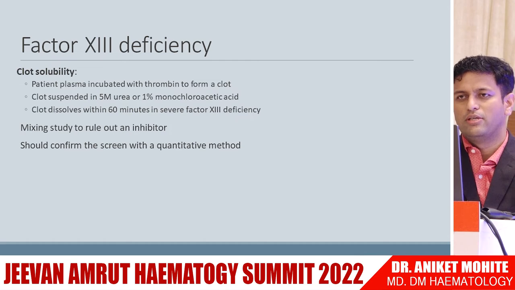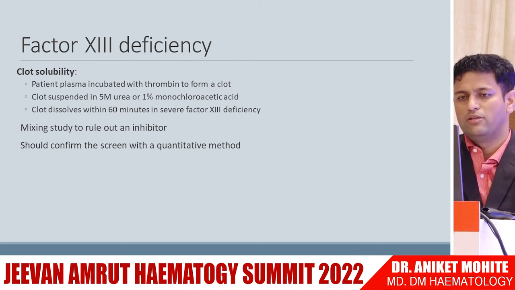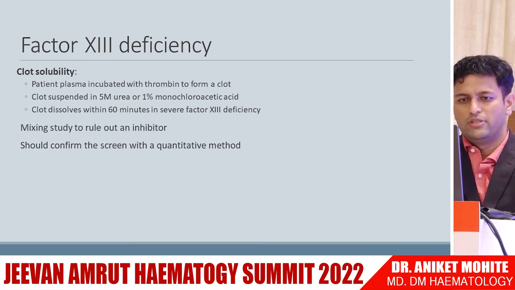In such cases, there may be a history of umbilical cord bleed, or they are at very high risk of bleeding in the brain, that is IC bleed at birth or later in their childhood. After a trivial fall, they can develop IC bleed in severe factor 13 deficiency.